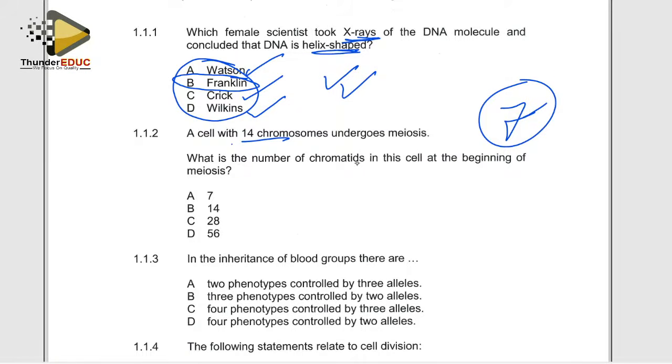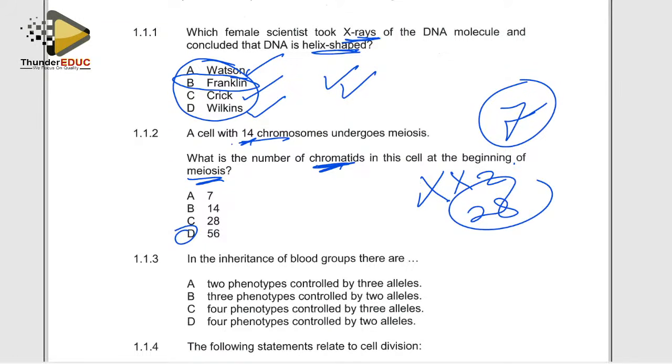What is the number of chromatids? Remember, each chromosome has 2 chromatids. So they're asking what is the number of chromatids in this cell at the beginning of meiosis. They didn't say homologous, therefore it is 14 times 2, which gives you 28. I know that some people wrote 56, but they didn't say homologous. They said just chromosomes. If they had said homologous, then you would have said 56, but they just said 14 chromosomes, which means it's just a single set. So the most correct answer becomes C.